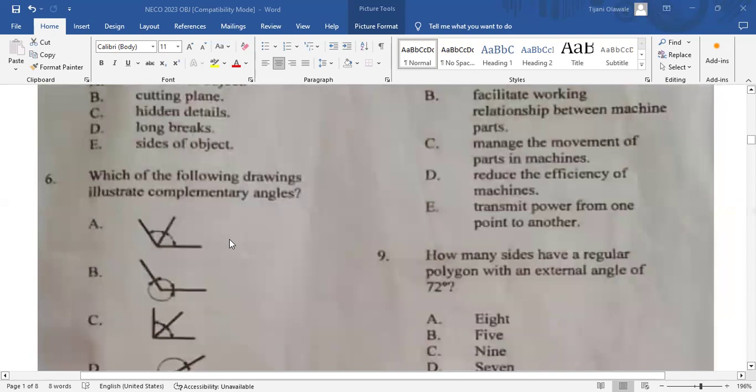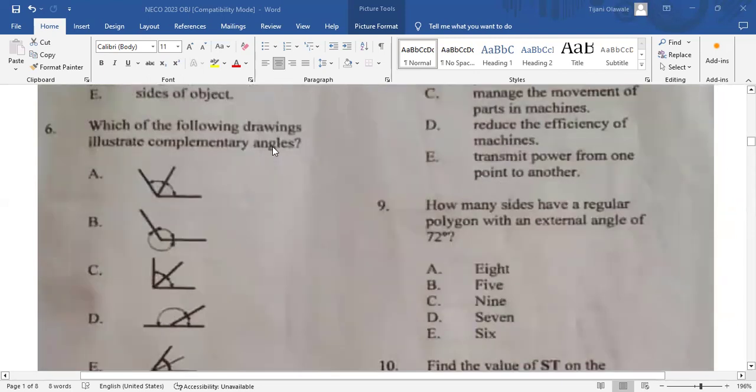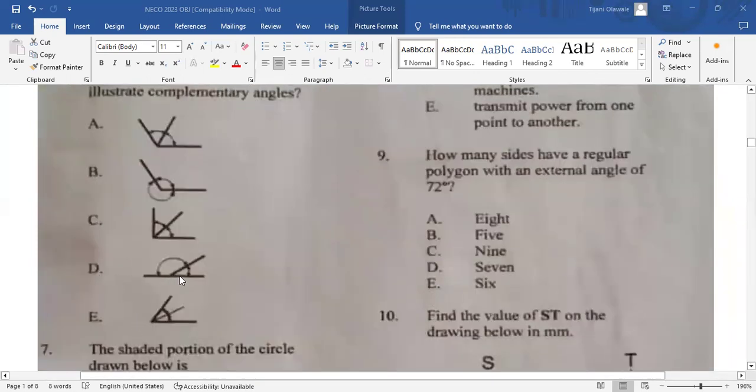Then question 6 says: which of the following drawings illustrate complementary angles? The answer to this question is option C. Complementary is two or more angles that we add together and their sum is equal to 90 degrees, while supplementary angles are two or more angles that we add together and their sum is 180 degrees. So this diagram illustrates complementary angles in option C there.